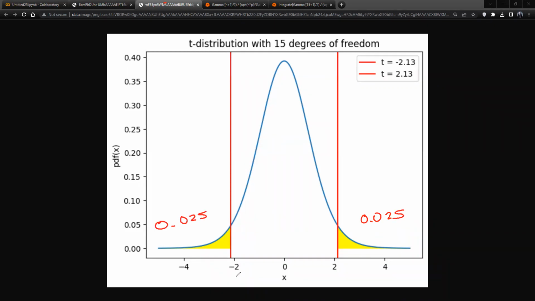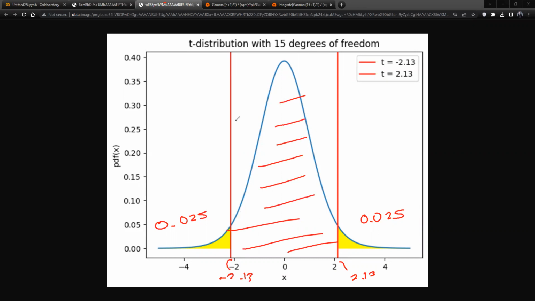Okay, so this is negative. It's symmetric, right? That's one of the beautiful things about it. So this is negative 2.13, this red line here, and this red line here is positive 2.13. So it means that in between these two vertical lines is 1 minus 2 times 0.025 of the area. So in other words, it's 1 minus 0.05 of the area, which would be 95%.